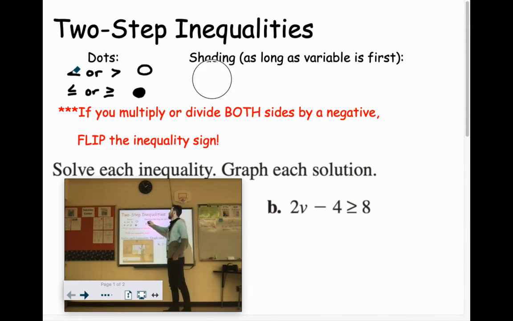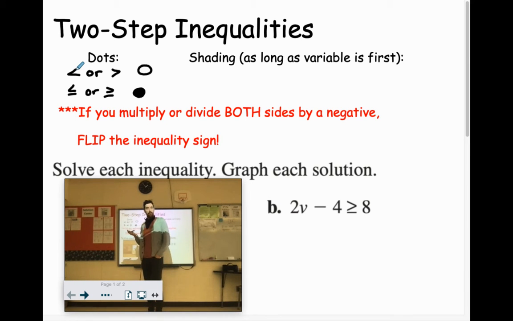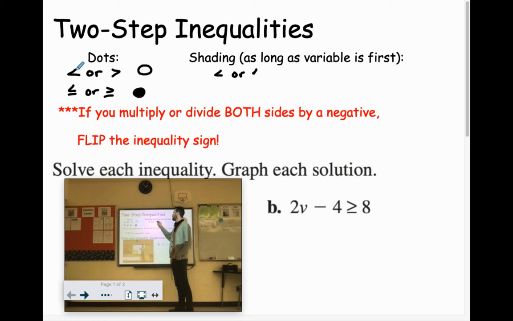Now as far as which direction you shade, I like to sing a little song. If the letter is first, then follow the arrow. If the letter is second, then don't. And that's a very easy song to remember. As long as the variable is listed first, if it's less than or less than or equal to, you shade to the left. If it's greater than or greater than or equal to, you shade to the right.